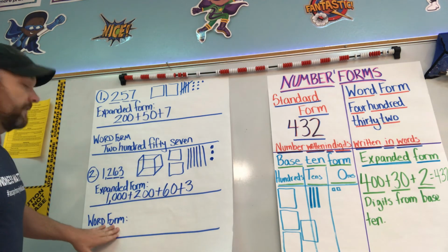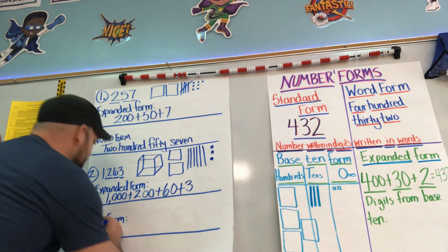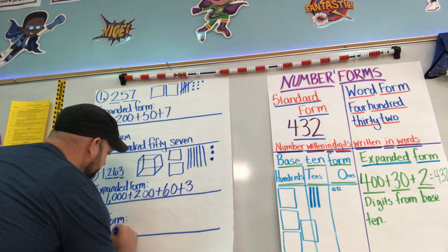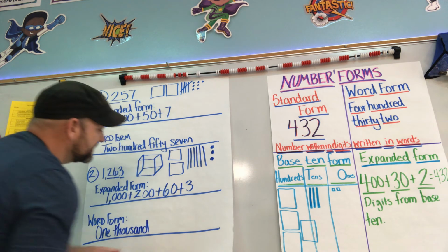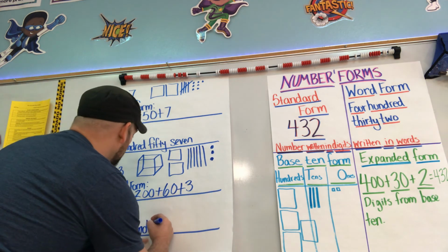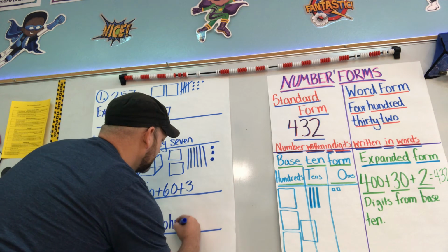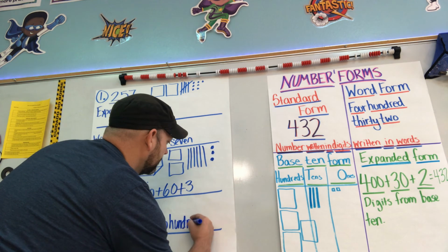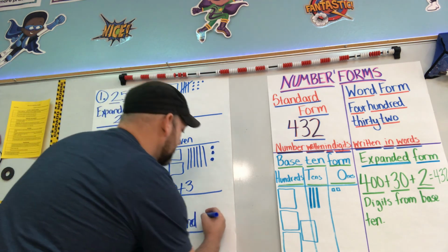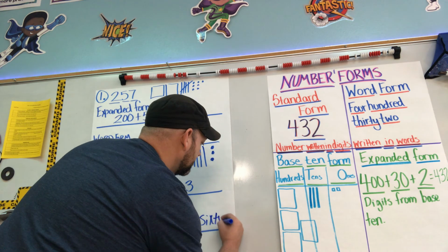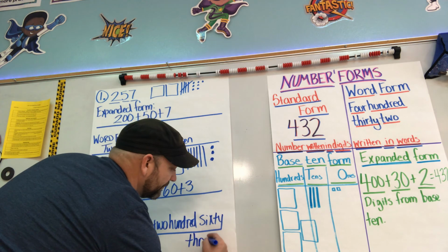Okay, and then word form. Again, this one definitely won't count off because this is a lot of big words. 1,000. Remember, 1,000 has the word sand in the end. 1,200. This one has red in the end. 1,260. And then 3. You can put it down at the bottom if you need to.